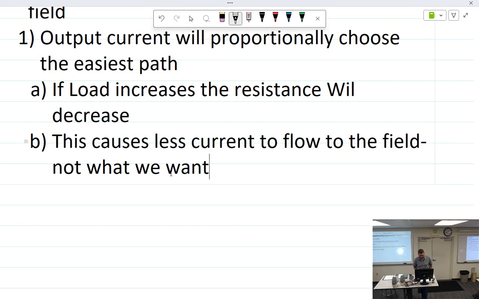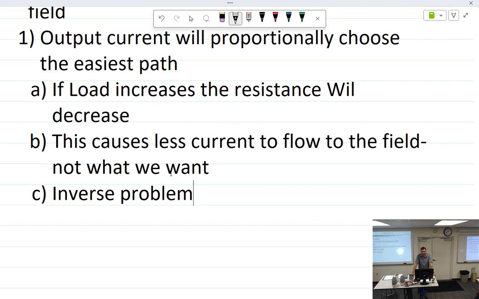And then the opposite is true if the aircraft load decreases. Then what happens? Increases in the field. I'll just put inverse problem. So we start shedding all this load. All right, I don't need that light, don't need that light, don't need that light. So what happens to the resistance of the loads? Goes up. So now the current output of the armature is going to go to what? The field. So the field gets stronger. What's the generator going to do? Put out more current.